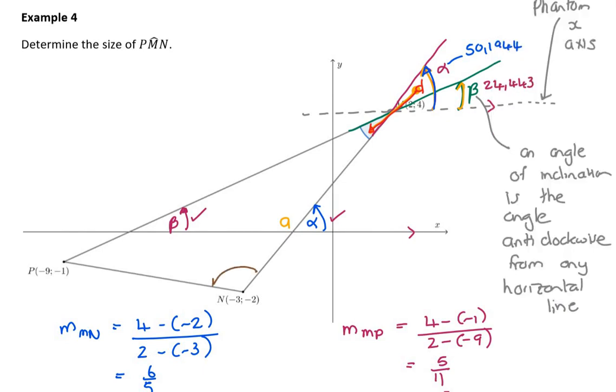Now, just to show you where else this would be useful, what happens if I asked you for that angle there? That angle there is not in a triangle, and so it starts to become very confusing. So if I had to find that angle there, there's nothing wrong with drawing in a phantom x-axis. That is alpha. That's another angle of inclination, and then we'll call that gamma, and then you could do some more subtraction. So keep this idea of the phantom x-axis in your mind all the time.